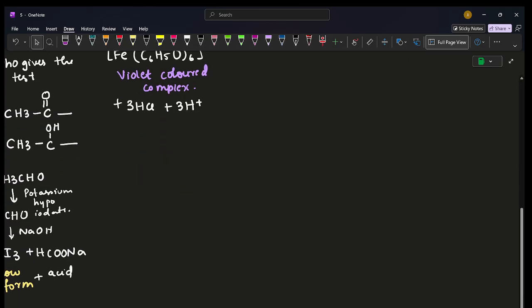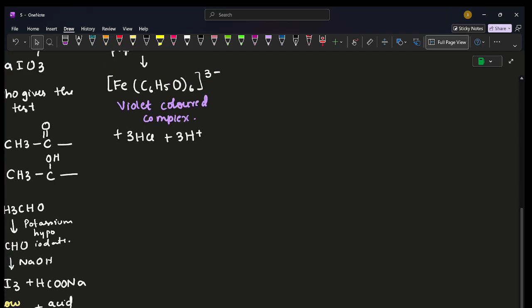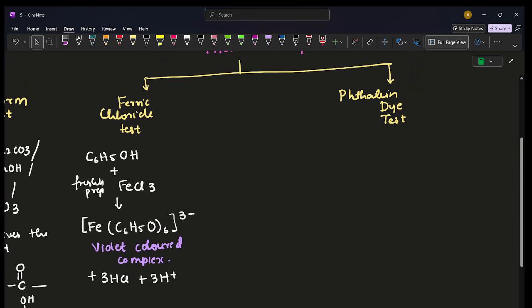And also, guys, important to remember is this FeCl3 has to be freshly prepped first off, and it has to be neutral, and it has to be very dilute.